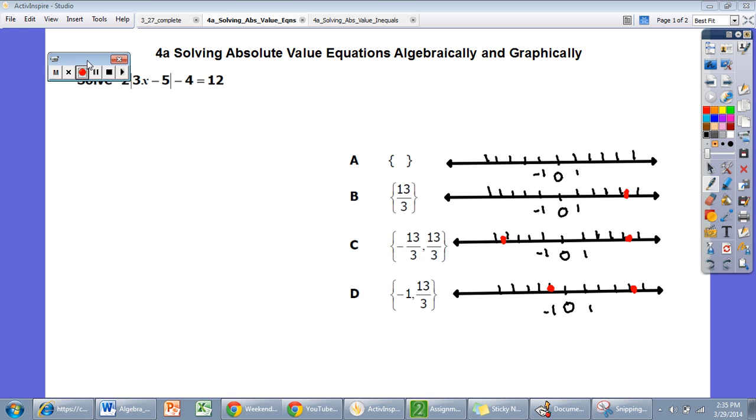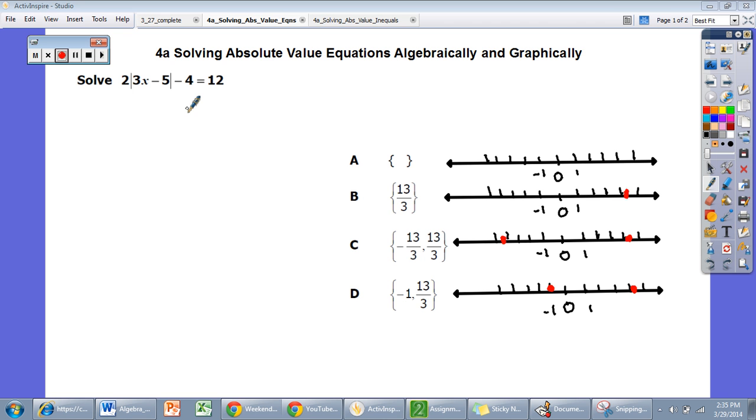This video is to review solving absolute value equations algebraically and graphically. So we're going to solve this absolute value equation. One of the most common mistakes is that students want to set up their two equations right away from the very beginning, because we know that we have to set up two equations, one equal to the positive value and negative value, but we can't do that in this case right away. What we have to do is get our absolute value all alone.